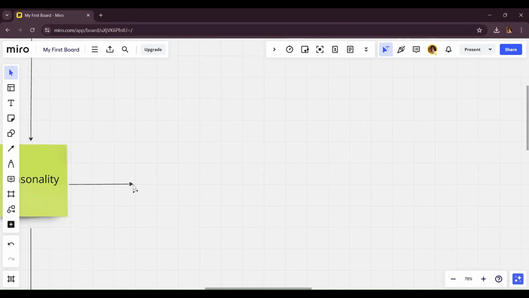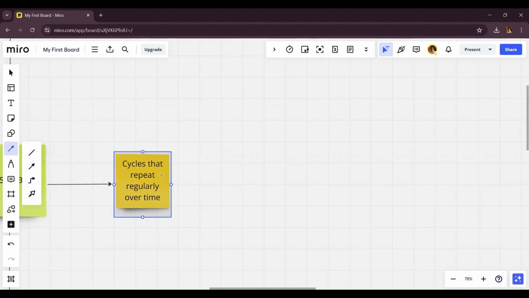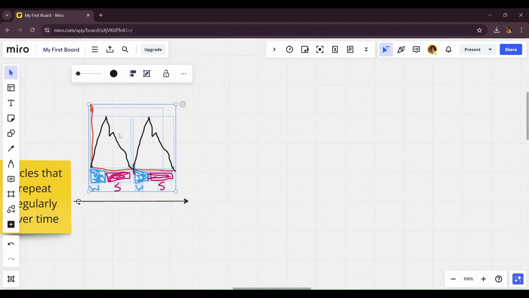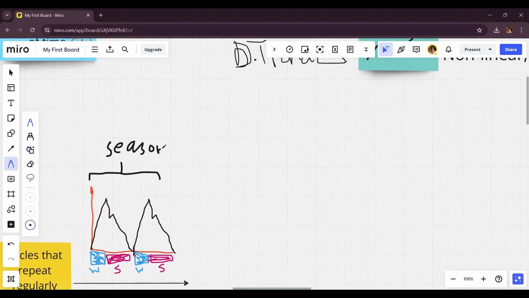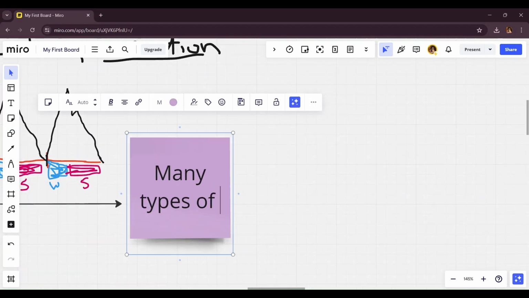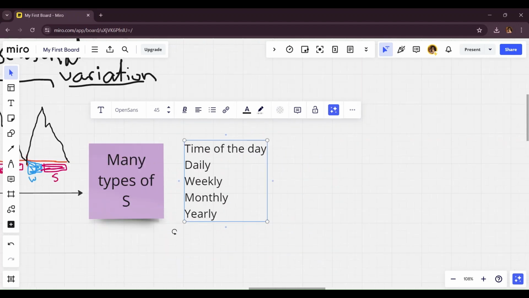Let's move on to seasonality. It's cycles that repeat regularly over time. Let's copy paste this graph over here. Now, this whole thing is known as seasonal variation. Now, there are many types of seasonality. For example, time of the day, daily, weekly, monthly, and yearly.